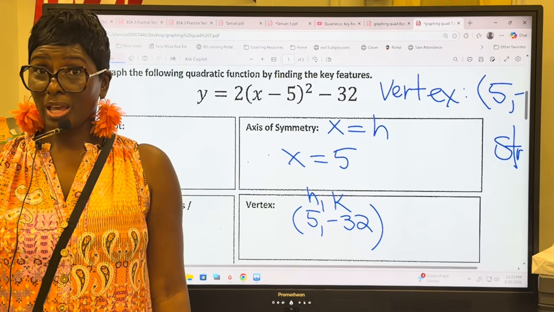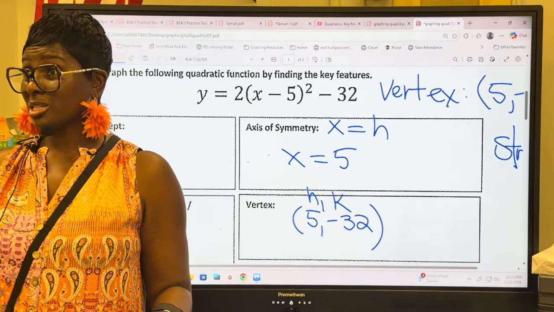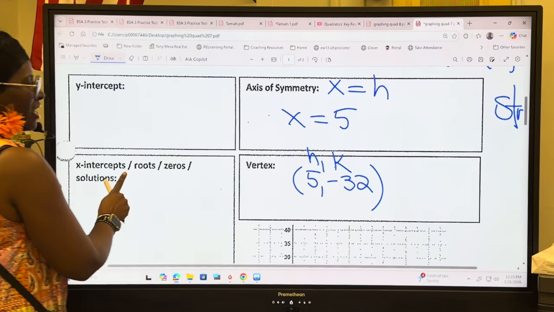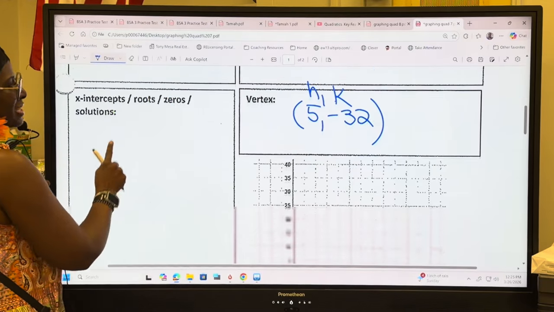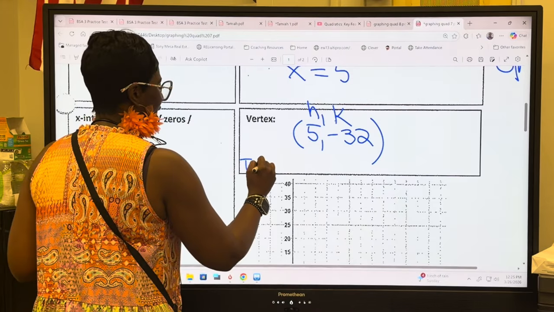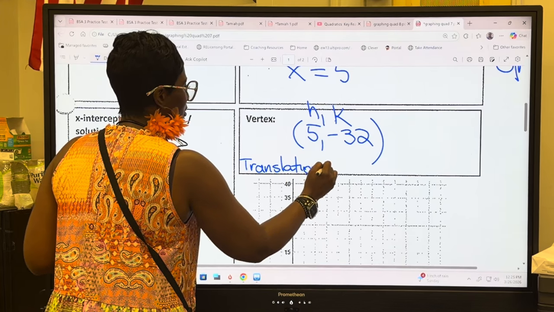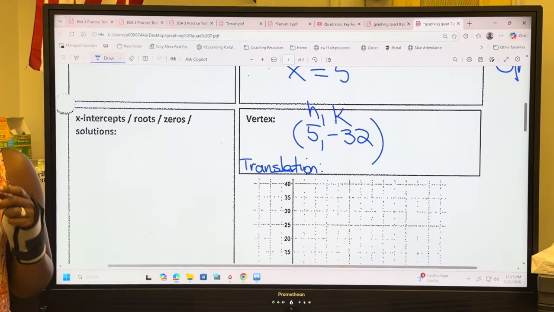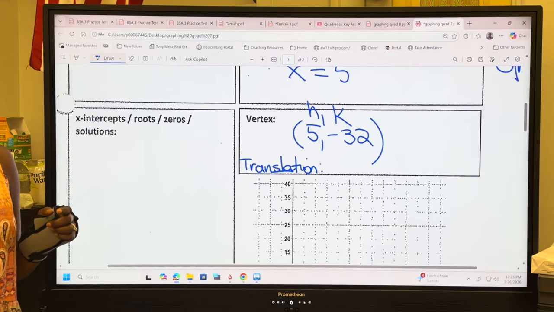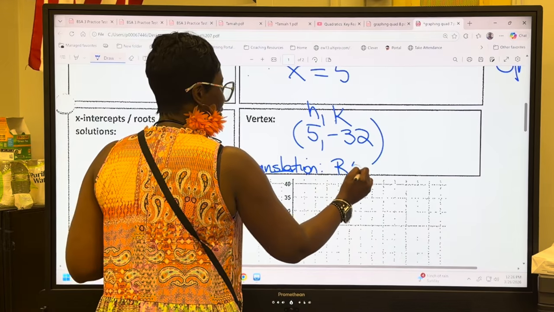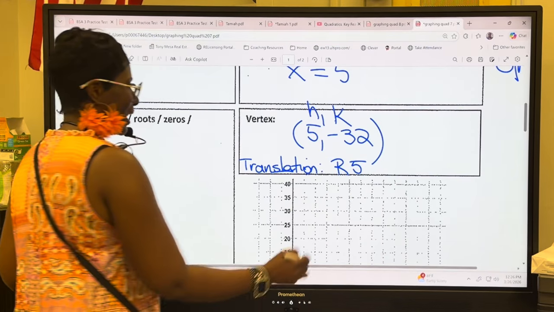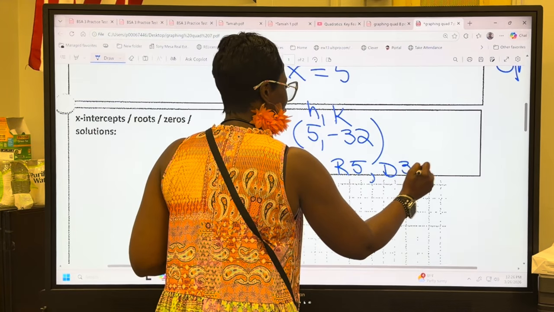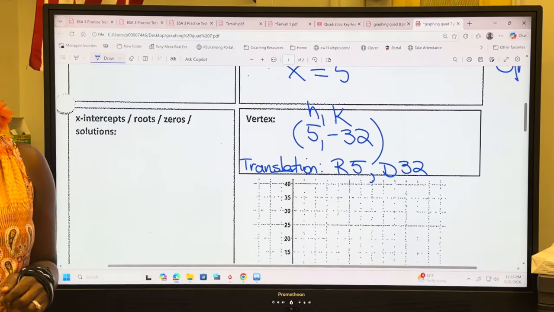Does that make sense though? I don't want you to just write what I'm writing. I want to make sure it makes sense to you. All right. So what can we get from vertex form? Immediately the vertex, and then we also can get the axis of symmetry. Let's add something else in here that we don't have yet. Let's put down the translation, with SL being the key letters. Translation, how it moves, how it slides. How does this thing slide from the vertex? It goes to the right 5, and then it goes down 32.